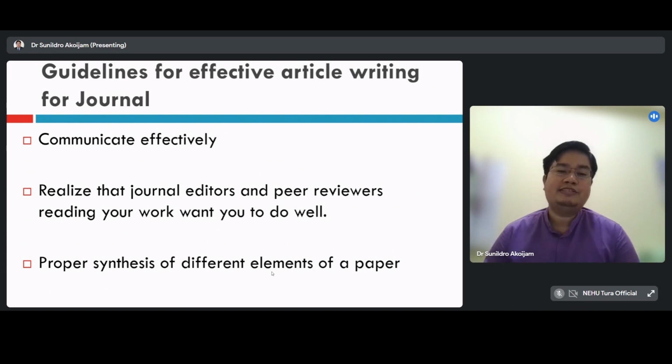Okay, and then proper synthesis of different elements of a paper. Another very common mistake that many young researchers make is they have a lot of information, but they lack understanding of how to synchronize different information or different elements. So proper synthesis of different elements is very, very essential. Means the proper linkage should be there between the different elements that you will include in a research paper.